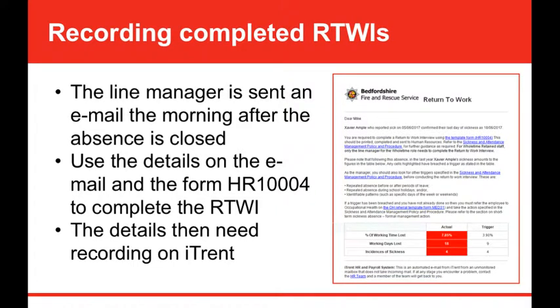The email includes a percentage of working time lost, the number of incidences, and the number of separate day shifts in the last rolling 12 months. If no email is received and you're expecting one, the line manager should email iTrent sysadmin and CC HR sickness in order to investigate.